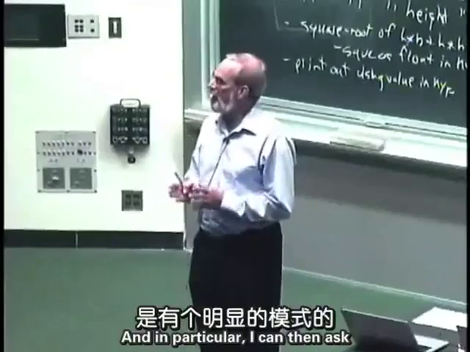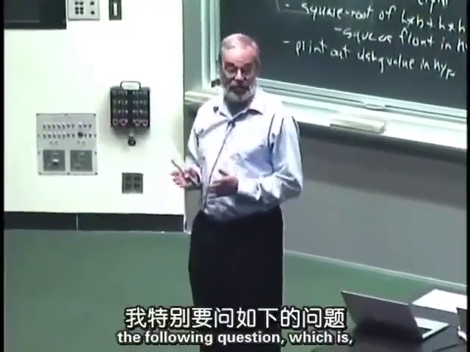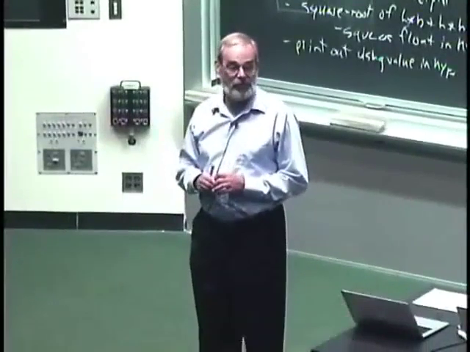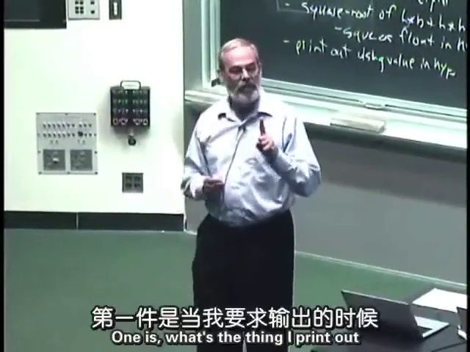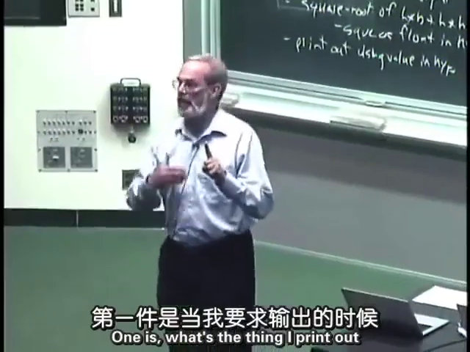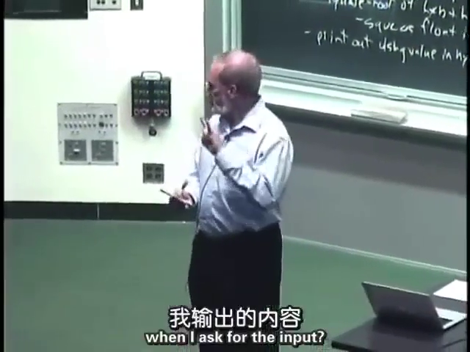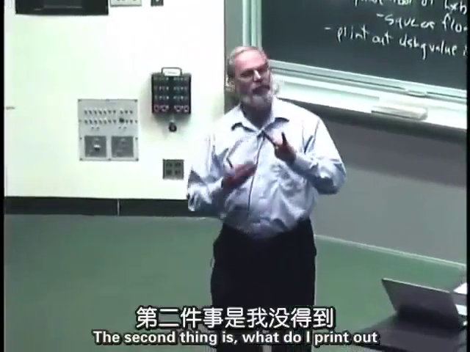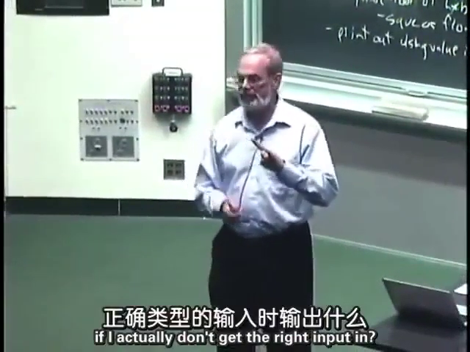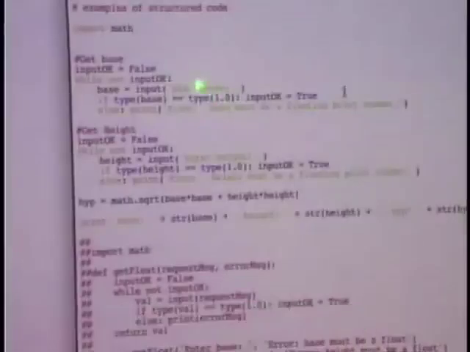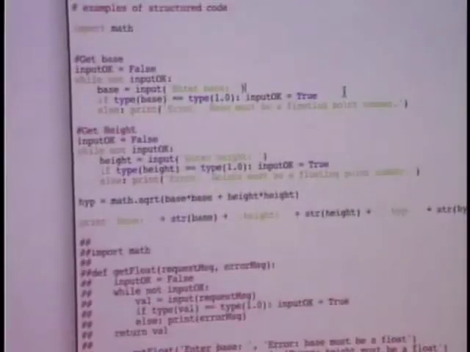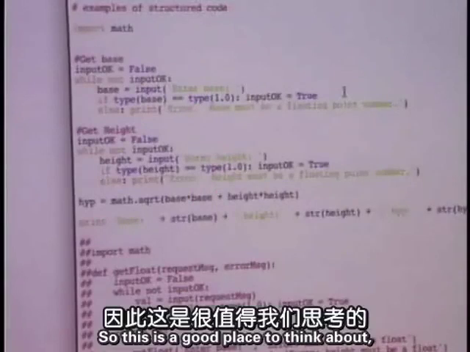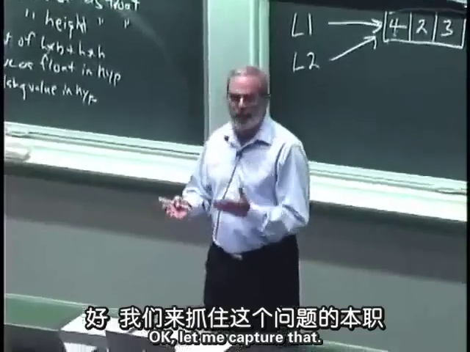And in particular, I can then ask the following question, which is, what's different between those 2 pieces of code? And I suggest 2 things, right? One is, what's the thing I print out when I ask for the input? And the second thing is, what do I print out if I actually don't get the right input in? So the only 2 differences are right there and there versus here and here. So this is a good place to think about, okay, let me capture that. Let me write a function.